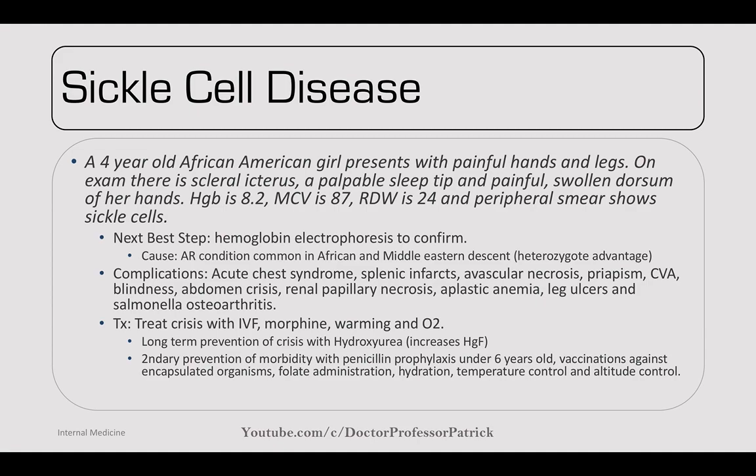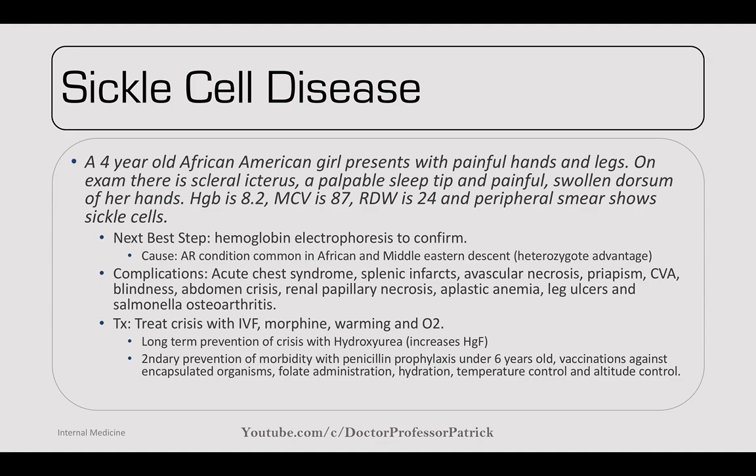So sickle cell disease, we've got a 4-year-old African-American girl who presents with painful hands and legs. On exam, there is scleral icterus and a palpable spleen tip, and painful swollen dorsums of her hands. Hemoglobin is 8.2, MCV is 87, and RDW is 24. Peripheral smear shows sickling cells. The next best step to confirm here would be a hemoglobin electrophoresis, and this is an autosomal recessive condition common among African and Middle Eastern descent due to the heterozygote advantage against malaria. So those that carry the trait of sickle cell disease are actually at less risk of malaria infections.